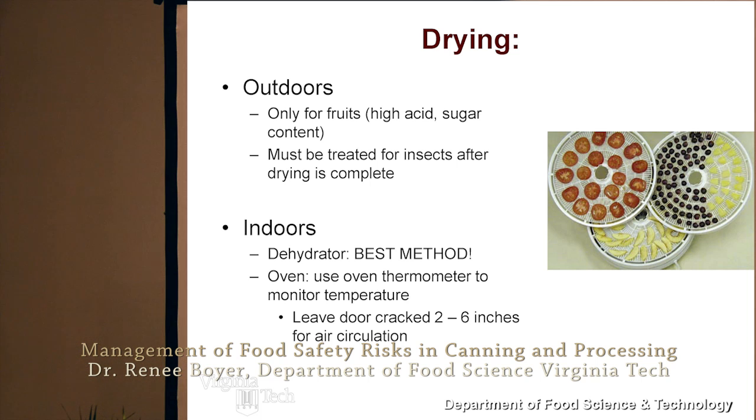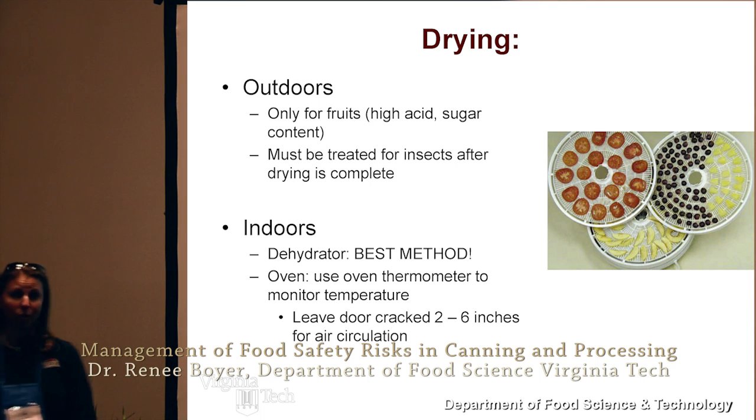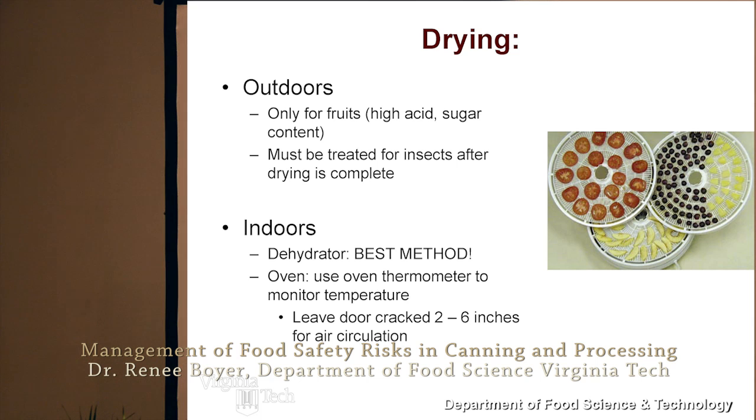One method that's recommended, and it's not really done so much here, I don't think, but it's done a lot in the Southwest, is drying outdoors. This is only really recommended for fruits, and that's mainly because they're high acid foods, so they're pretty safe. But if you dry something outside, you've got flies on them, and so anything must then be treated for insects after the drying is complete. When I say treated for insects, I mean put in the freezer, in case there's fly larvae on them.